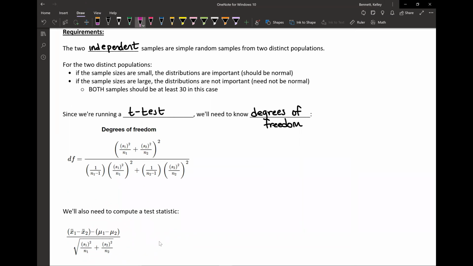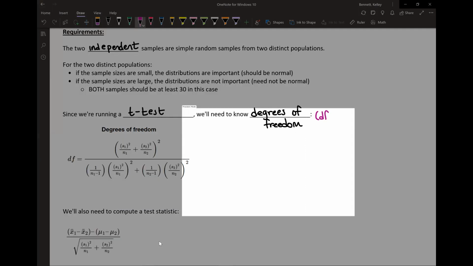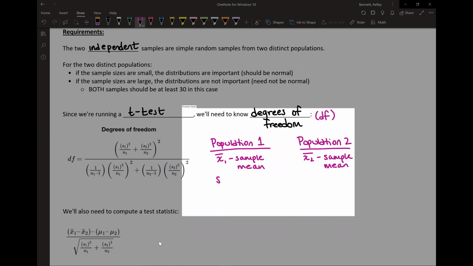But just to be extra clear on what all of this notation is, degrees of freedom is going to be denoted df, and we have population 1 and population 2. From each population, you are going to have a sample mean: x1 bar being the sample mean from population 1, and similarly x2 bar being the sample mean from population 2. We're going to have our sample standard deviation from population 1, as well as our sample standard deviation from population 2. And then we're also going to have the sample size from population 1, and the sample size from population 2.